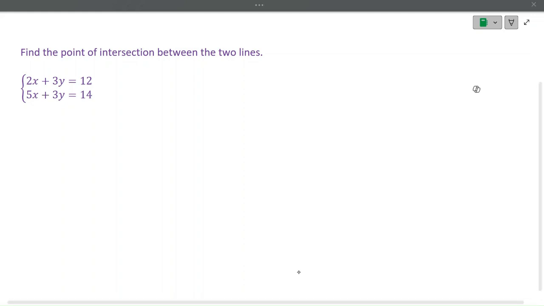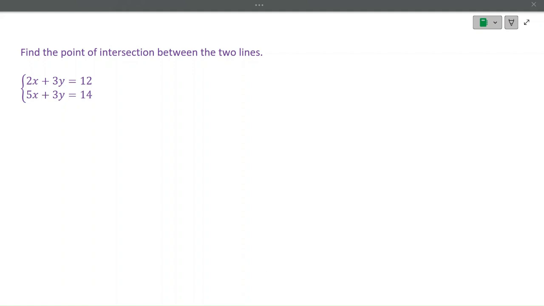It's your friendly math tutor, Miss C here, and today we are finding the point of intersection between two lines. Sometimes this is asked in another way, like solve this system of equations or solve these simultaneous equations. They all mean the same thing. So we can use substitution, elimination, or graphing to solve these.